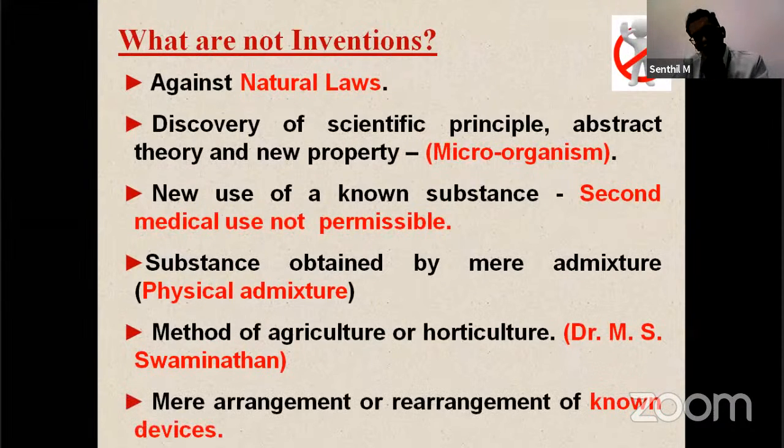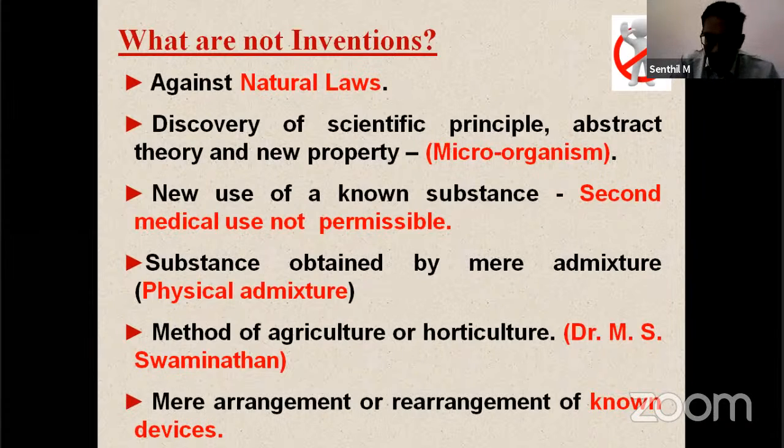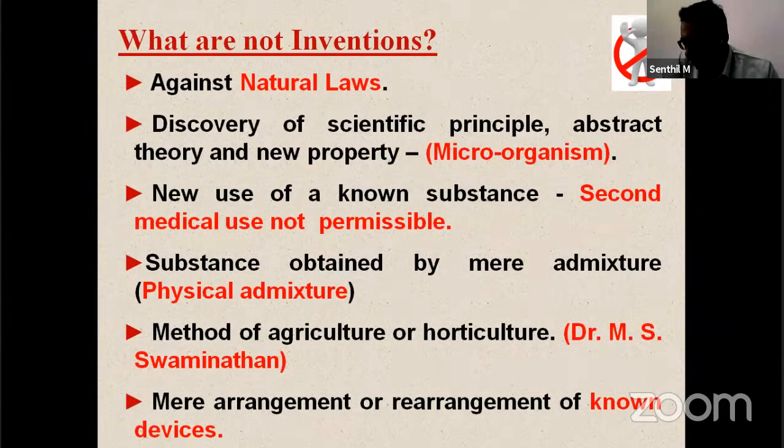Then there is mere arrangement and rearrangement of known devices. For say, you have three or four existing devices and arrange them together. This is one of the greatest problems we are facing. This comes under the patent law, Section 3. If you put two or three products together, you cannot claim a patent.